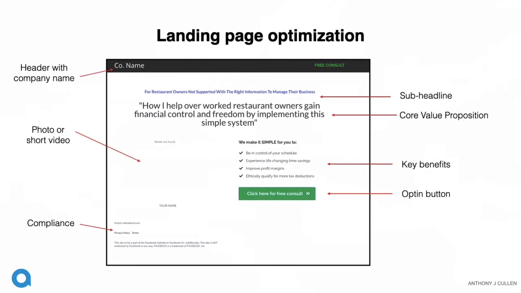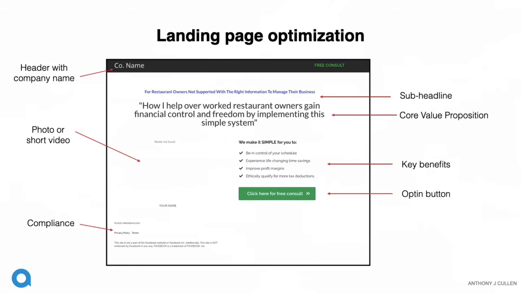Header and company name, we're going to change that to you. Everything's going to be customized to you. For this example and the template I sent you, this is actually a real landing page that was used for a private client and converted very well, and it's for restaurant owners, as you can see. So the subheadline said, for restaurant owners not supported with the right information to manage their business, just calling out a pain point that we've seen that was reoccurring.